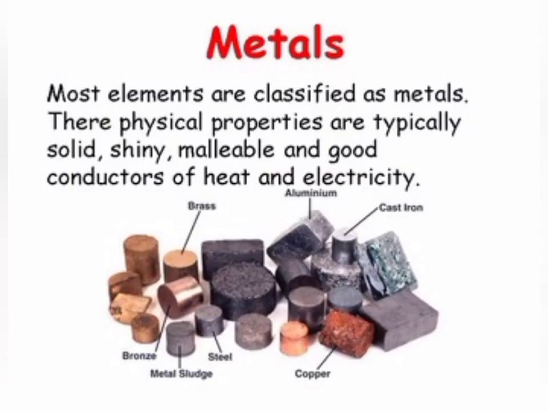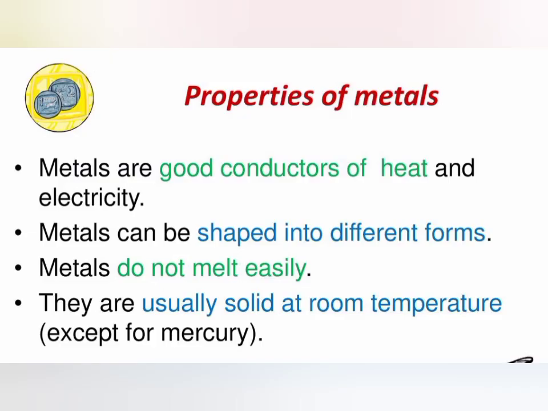So what are metals? The elements that are classified as metals have physical properties: they are solid, shiny in appearance, malleable, and good conductors of heat and electricity. Malleable means they are easily drawn into different shapes, sizes, designs, etc. And they can conduct heat and electricity as well. That's why all electric wares are made up of metals. Copper wares, aluminium wares are very important.